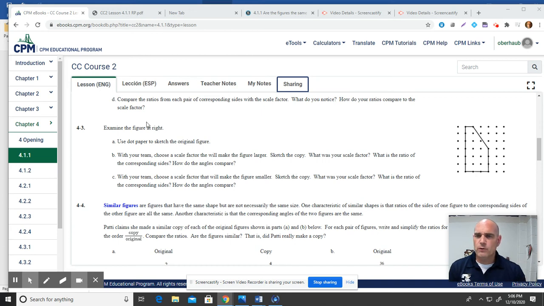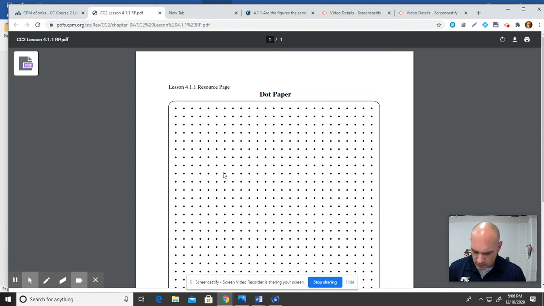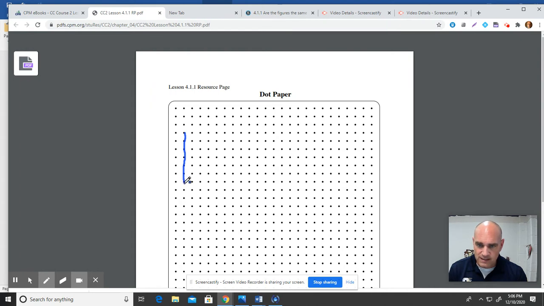Okay, question number 3. Examine the figure at the right. We want to use this figure for question 3. Use your dot paper to sketch the original figure. On my dot paper, I've got this figure, which is 1, 2, 3, 4, 5, 6 going up and down.